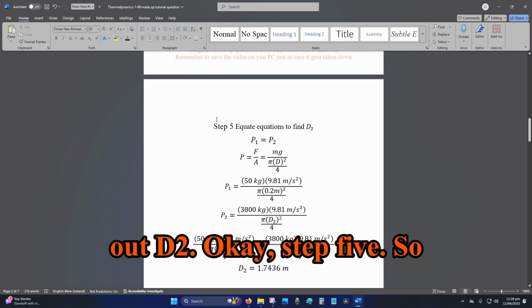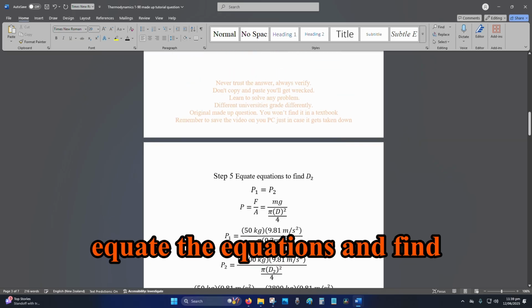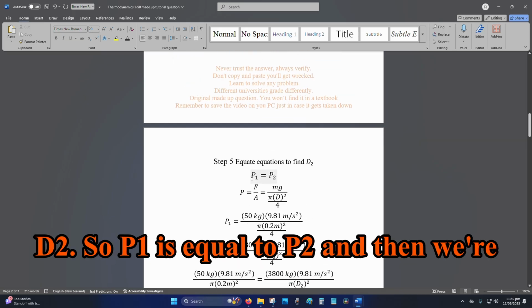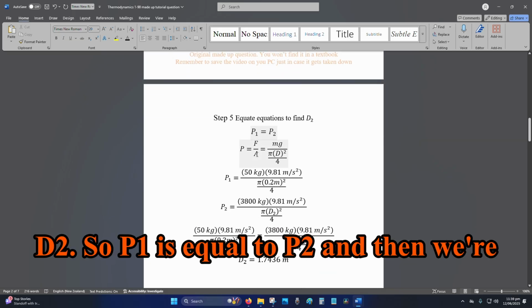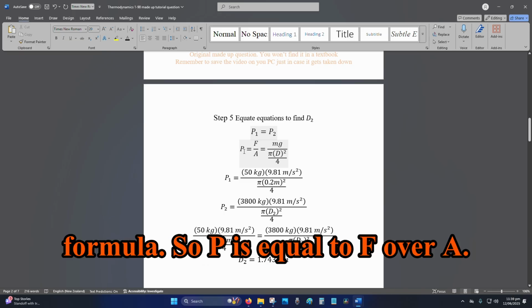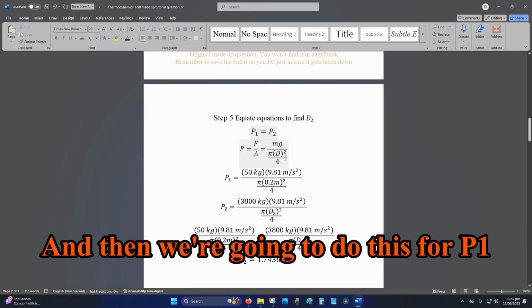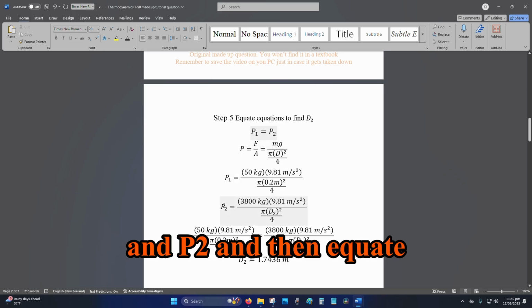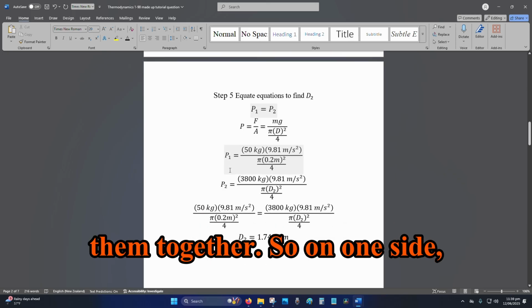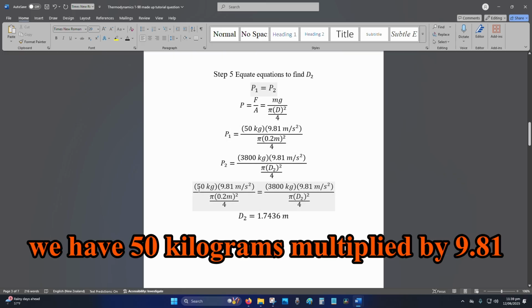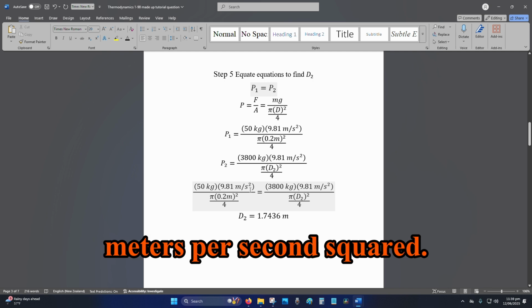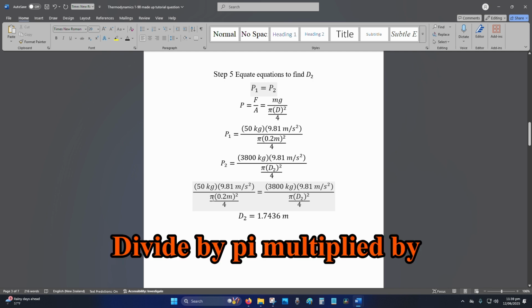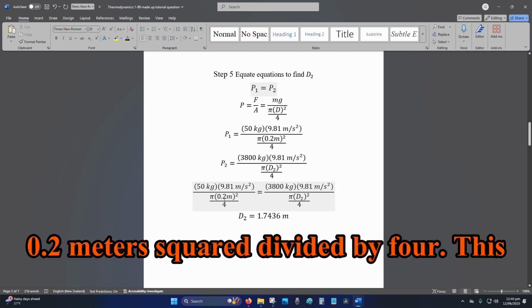Okay, step 5. So equate the equations and find D2. So P1 is equal to P2. And then we're just going to use this formula. So P is equal to F over A. And then we're going to do this for P1 and P2 and then equate them together. So on one side we have 50 kilograms multiplied by 9.81 meters per second squared divided by pi multiplied by 0.2 meters squared divided by 4.